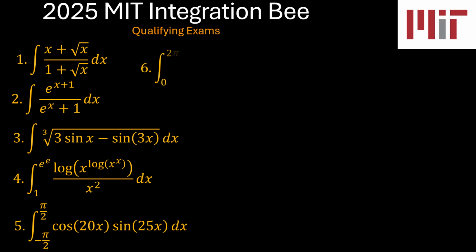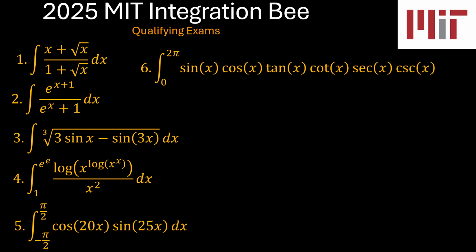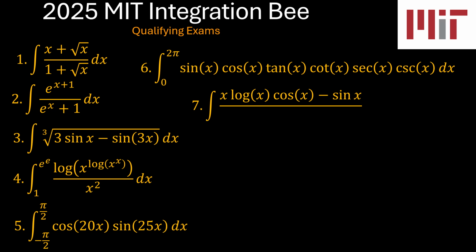Problem number 6, which is the definite integral from x equals 0 to x equals 2 pi of sine x times cosine x times tangent of x times cotangent of x times secant of x times cosecant of x. Problem number 7, which is the indefinite integral of x times natural logarithm of x times cosine x minus sine x, all over x times the square of the natural logarithm of x.